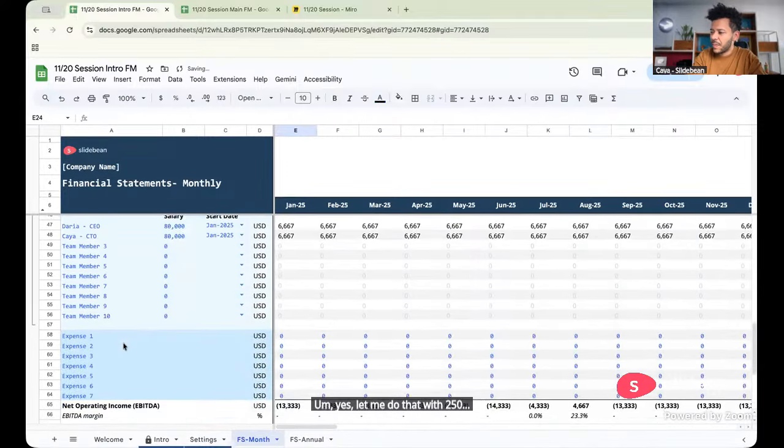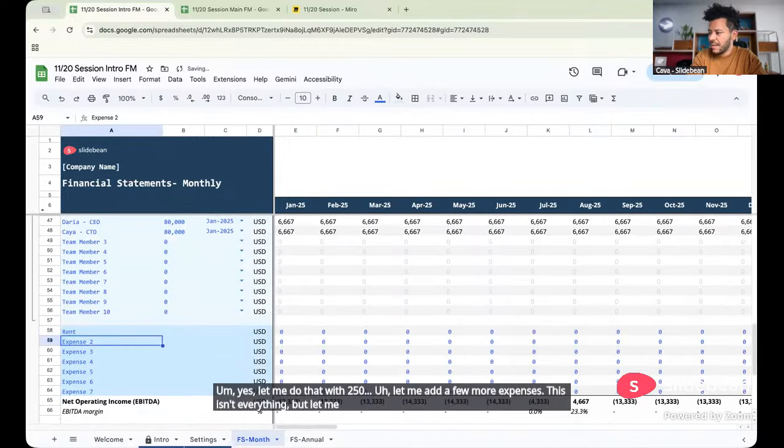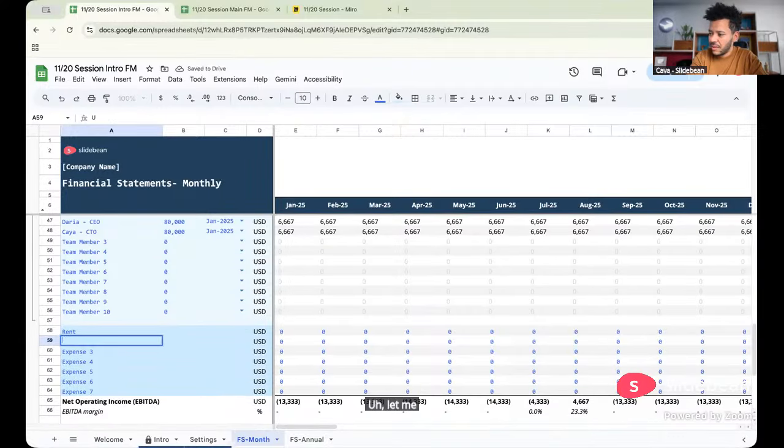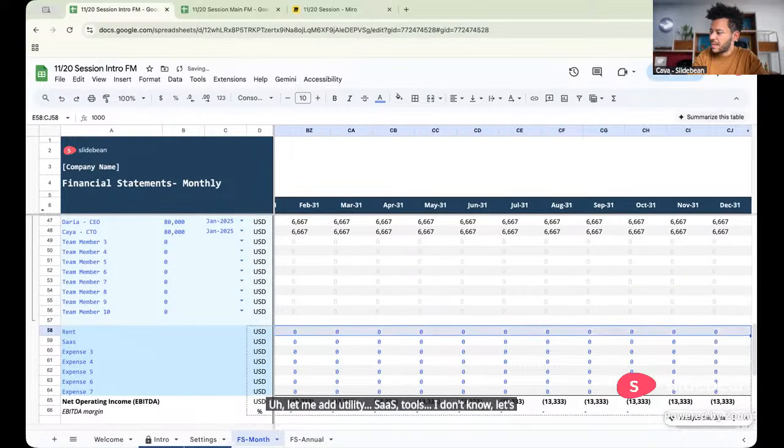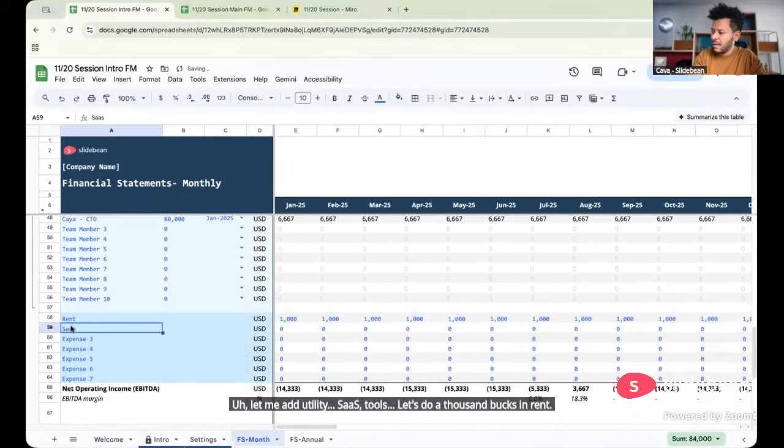Let me add a few more expenses. This isn't everything, but let me add rent. Let me add utility, SaaS tools. I don't know. So let's do $1,000 of rent.